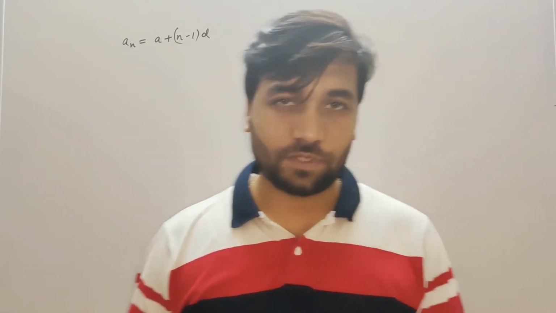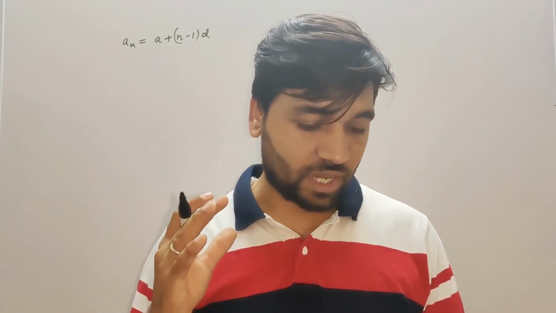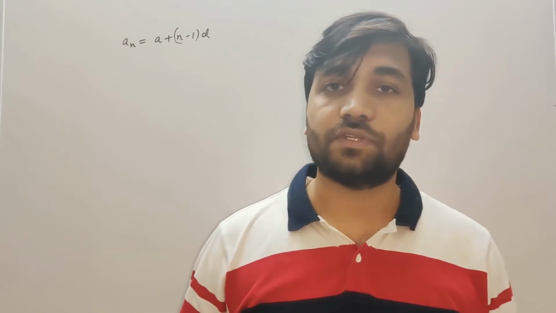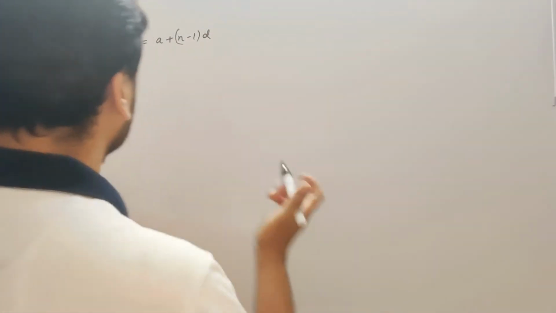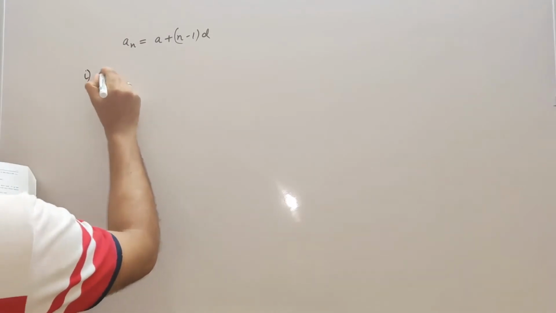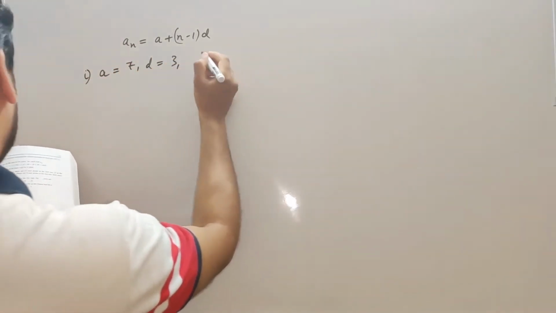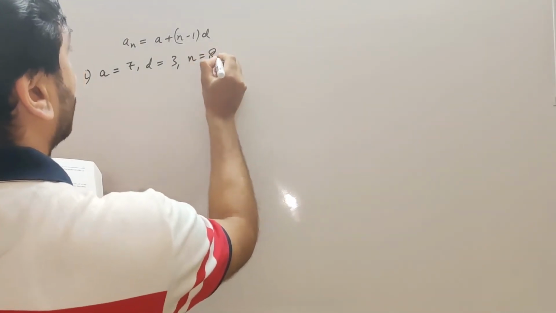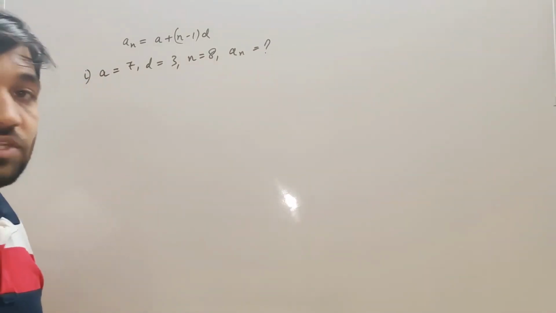So the table is given here. There is a combination of a value, d value, n value and an values given in the question. If you see the first part, a value is given as 7, d value is given as 3, n value as 8, and you're supposed to find the an value. So I'll write down the first part: a is 7, d is 3, n is 8, and they're asking an, the nth term.